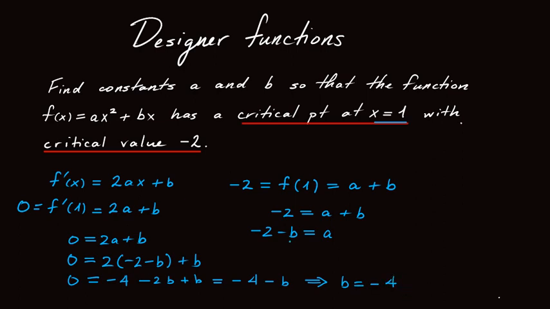Okay, so if b is minus 4, I get a is equal to minus 2 minus b, minus 2 plus 4, which is equal to 2. So my solution is a equals 2, b equals minus 4.